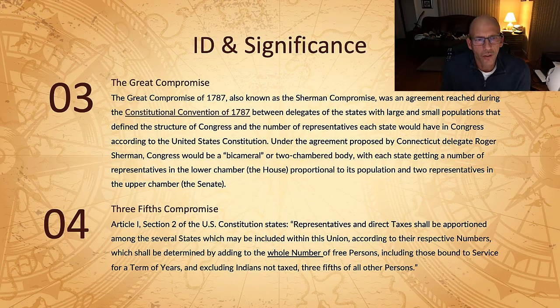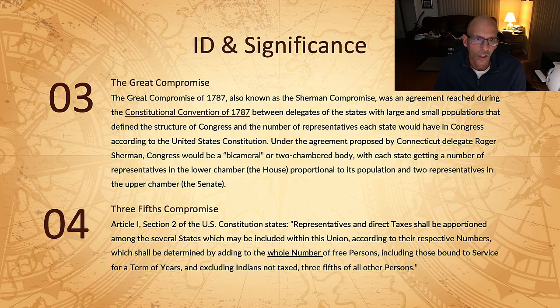The third one is the Great Compromise. The Great Compromise of 1787, also known as the Sherman Compromise, was an agreement reached during the Constitutional Convention between delegates of the states with large and small populations that defined the structure of the Congress and the number of representatives each state would have in Congress.